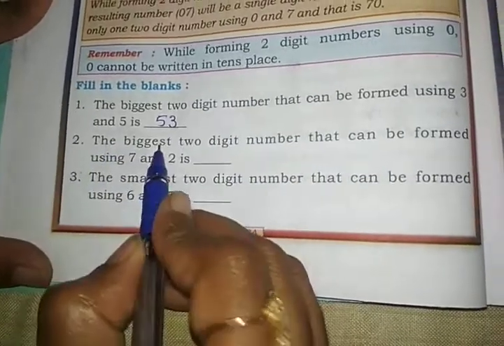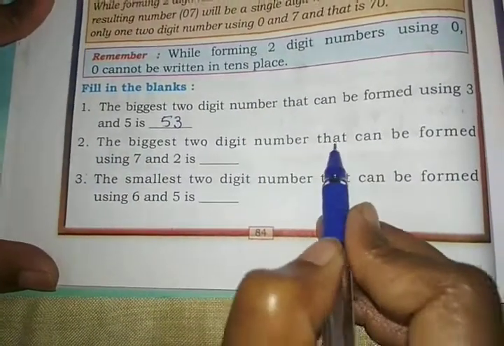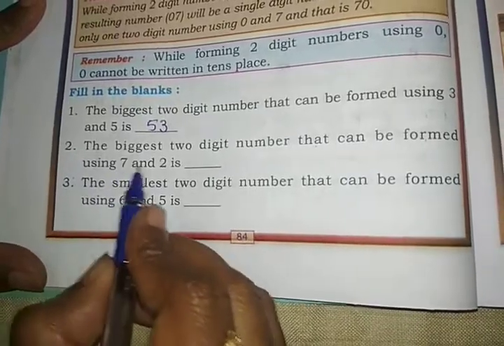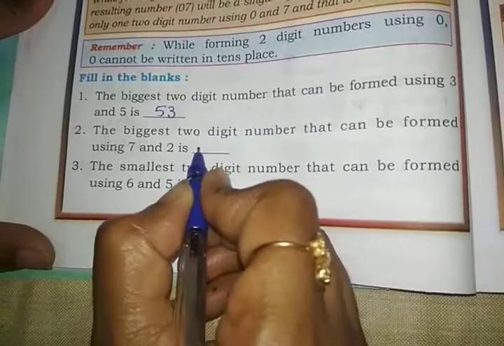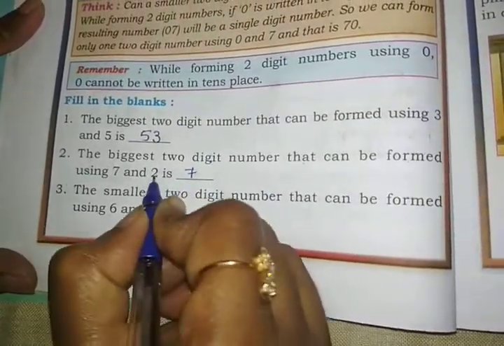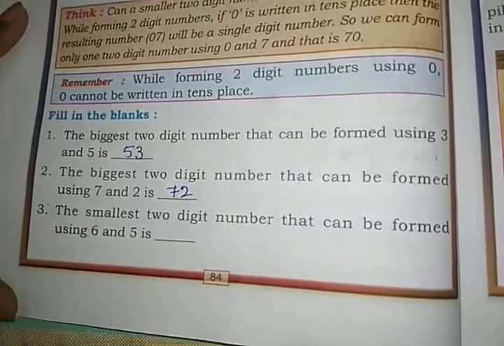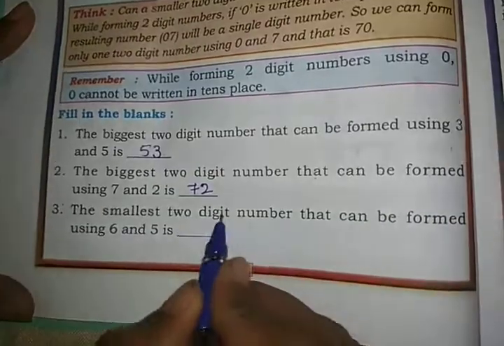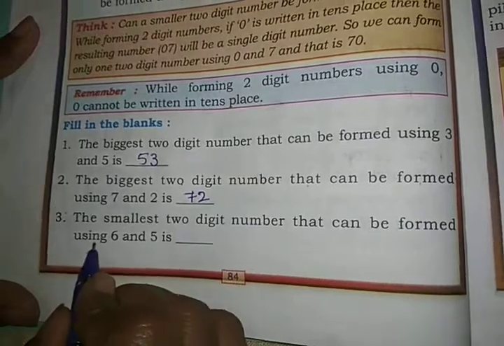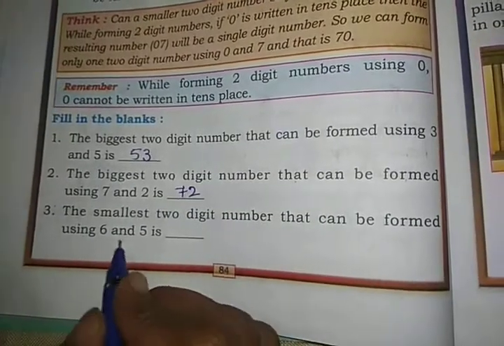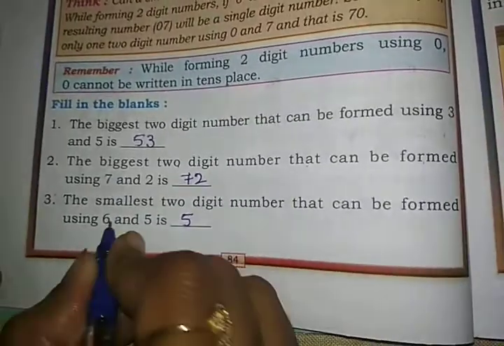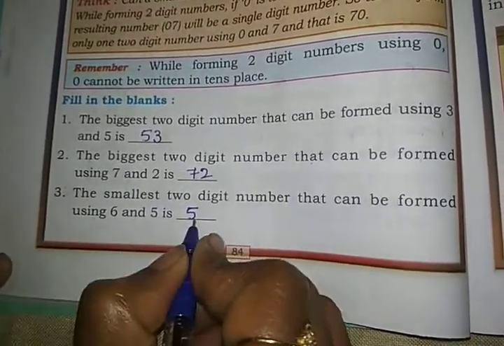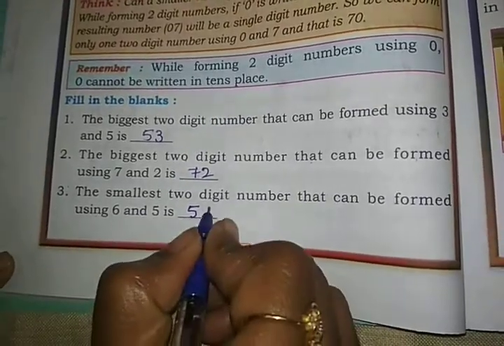Now, the biggest two-digit number that can be formed using 7 and 2. In 7 and 2, which is the biggest number? 7. Then write down 2. That is 72. The smallest two-digit number that can be formed using 6 and 5. Smallest. In these two, which is the smaller number? 5. In 6 and 5, 5 is smaller than 6. So, write down 5 first. Then 6. That is 56.